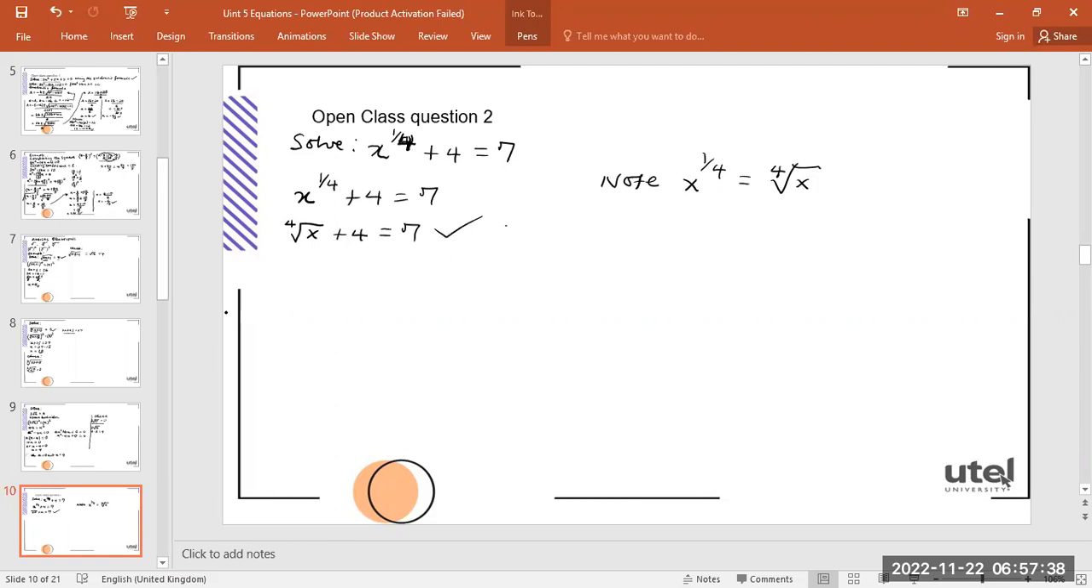So this is what I want you to solve. This is just an alternative way of writing that. We're talking about radical equations. So this is still a radical equation, even though I wrote that as an exponent or a power.